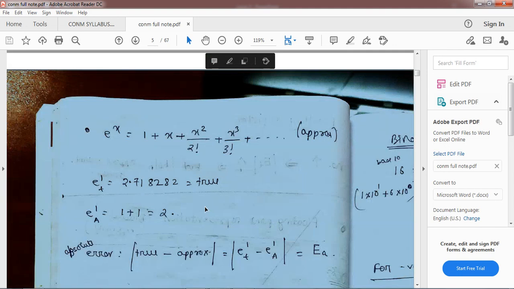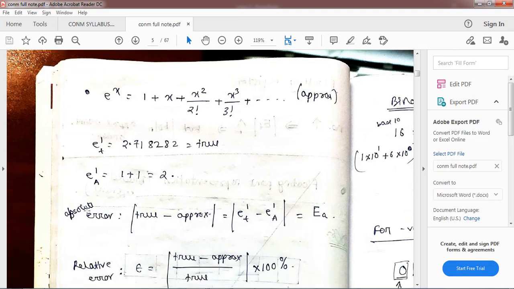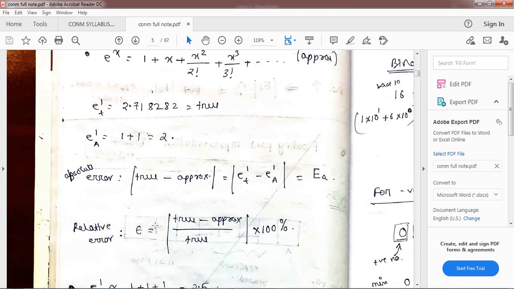Now suppose I approximate it up to this point only, then what will I have? 1 plus 1, so I am going to have 2. The true value was 2.718282 and the approximate value is 2. So what is the absolute error? This is the absolute error: true value minus the approximate value. And what is the relative error? True minus approximate divided by the true value, times 100%. That's the percentage relative error.